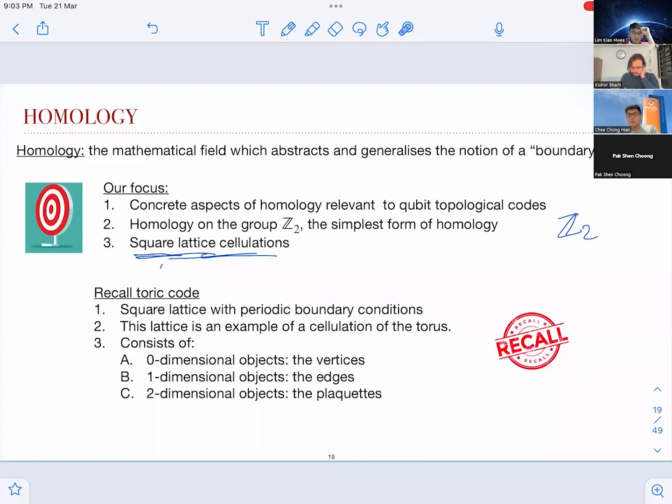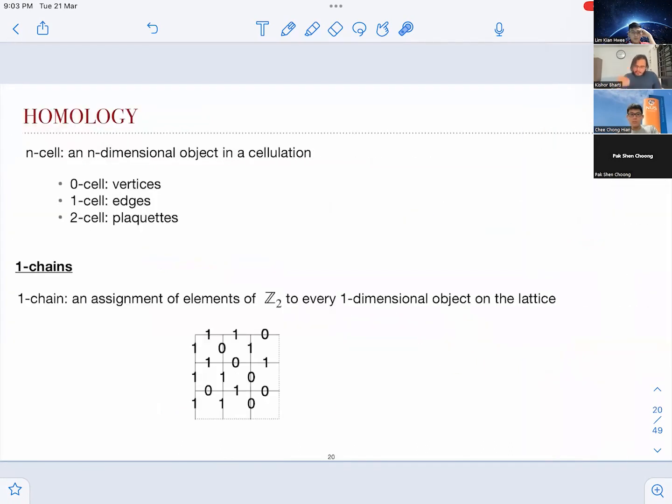In the case of the toric code, we have a square lattice with periodic boundary condition. This lattice is an example of a cellulation of a torus. So you have a torus and you are cellulating it, and there are 0-dimensional objects, which are the vertices, 1-dimensional objects, which are the edges, and 2-dimensional objects, which are the plaquettes. We will call an n-cell an n-dimensional object in a cellulation. So a 0-cell is a vertex, a 1-cell is an edge, and a 2-cell is a plaquette.